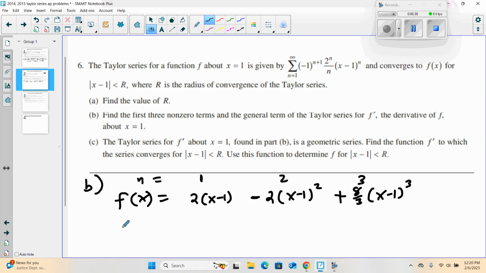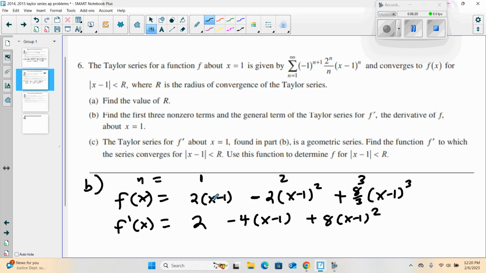And we could keep going, but I think we're just looking at the first 3 terms here, so I think this will be okay. And so then let's look at f prime of x, and we can find this by just differentiating each of these terms, okay? So we can treat this the same as we would treat 2x, and the derivative is just the number 2. Here we can differentiate this using the power rule. Bring the 2 down in front, multiply that, that's -4, and then decrease the exponent by 1, so x minus 1 to the first. And then same idea here, bring the 3 down in front, 8/3 times 3 is 8, and then we'll have x minus 1 squared. So those are the first 3 non-zero terms of f prime.